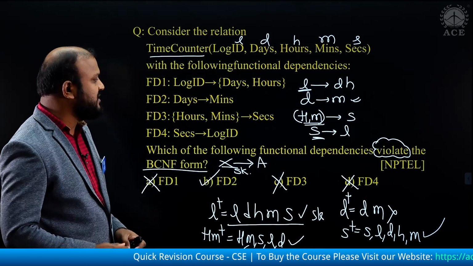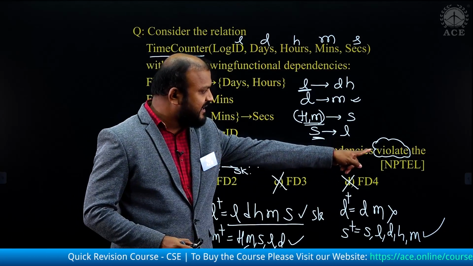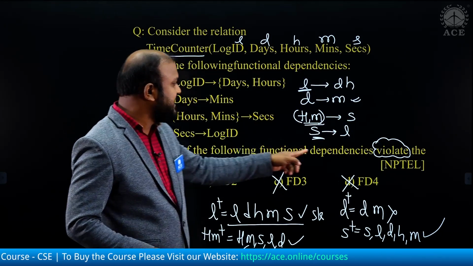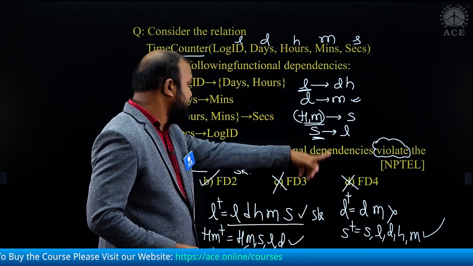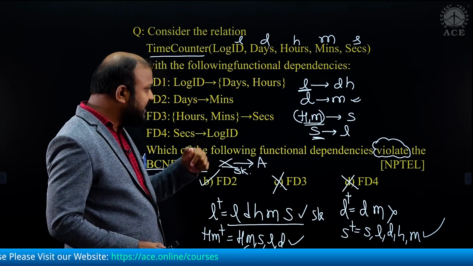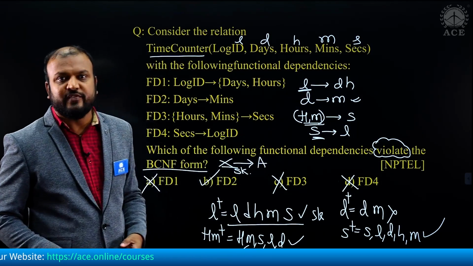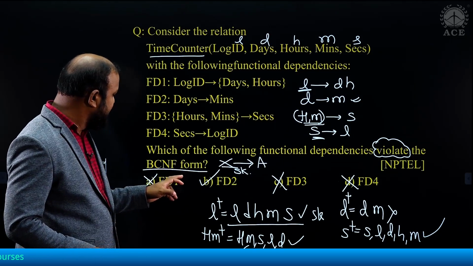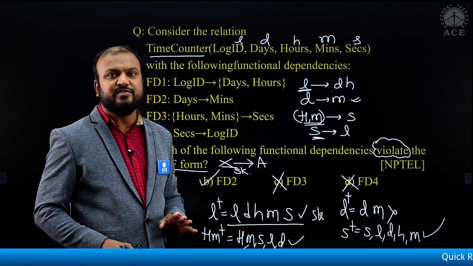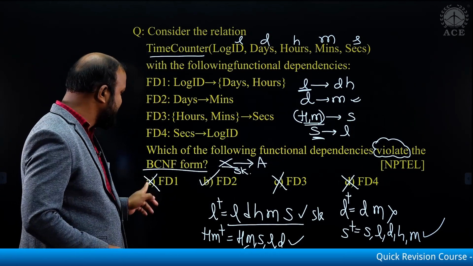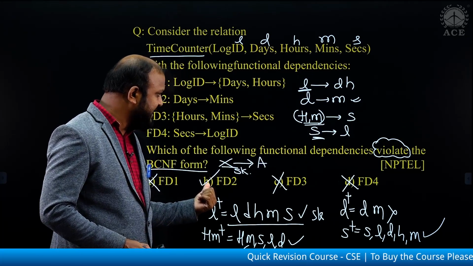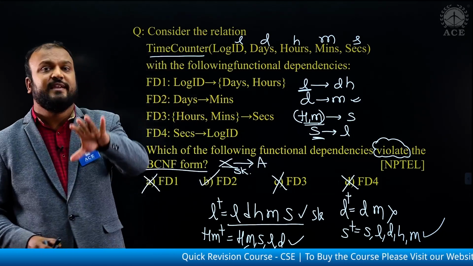Suppose the same question is asked, instead of violate, as which of the following functional dependencies satisfies the BCNF form. Then it could be asked as an MSQ, multiple selection question, also. In such a case, A, C, D are going to satisfy the BCNF rule, and the answer becomes A, C, D. Because it is given as violate, only FD2 is violating.